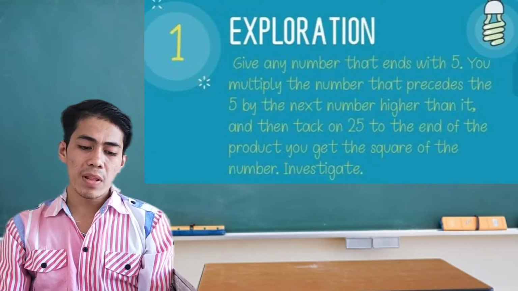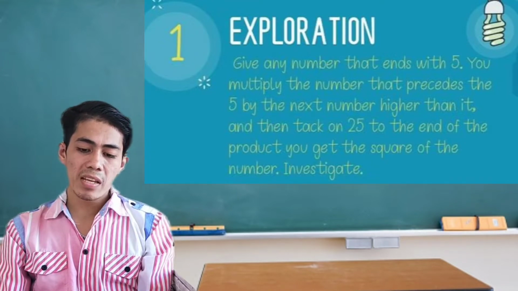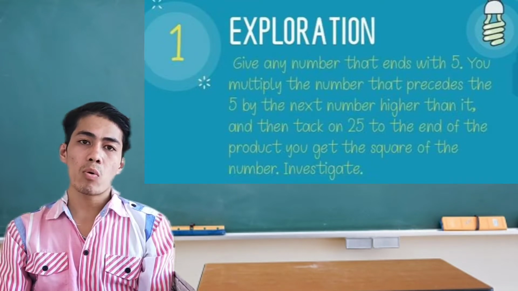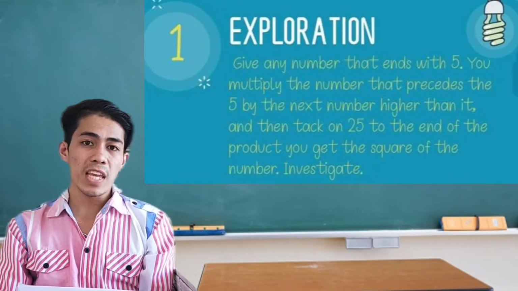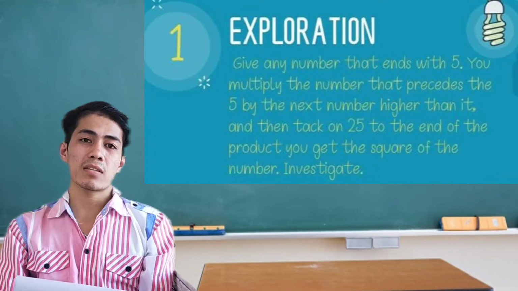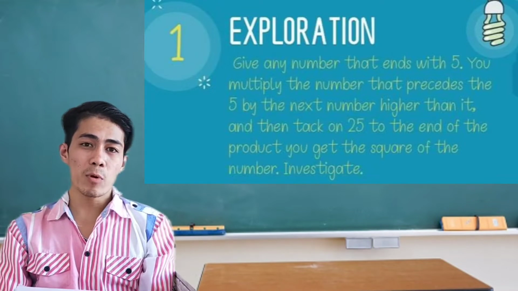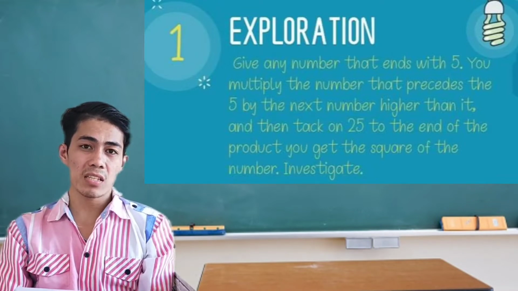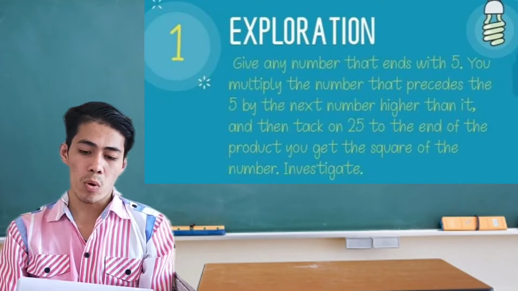And then you multiply the number that precedes the 5 by the next number higher than it. For example, in 15, the digit that precedes 5 is 1. So 1 should be multiplied by the next number higher than it, which is 2. 1 multiplied by 2 is equal to 2.